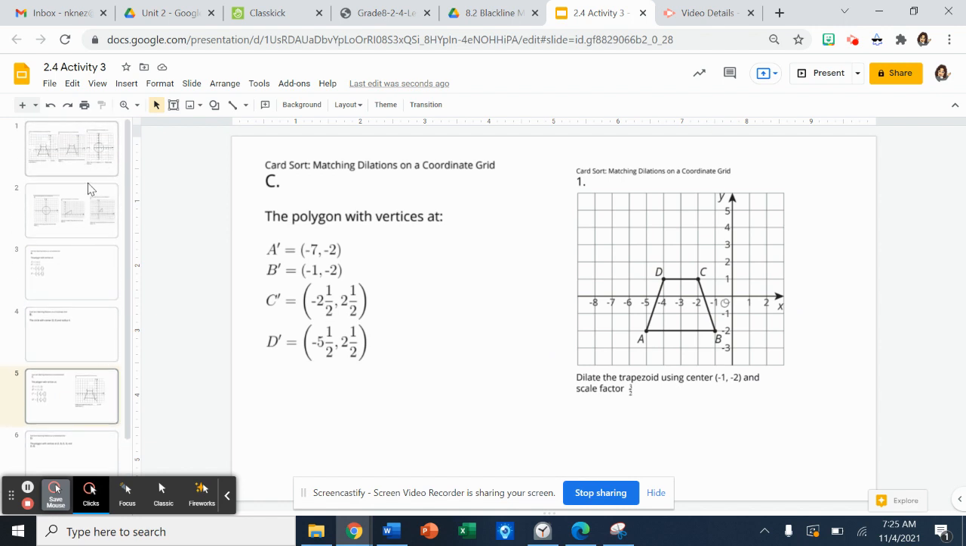There will be 1 graph left over. 1 graph does not have a matching card. This is activity 2.4, number 3. Go ahead and finish, and then go back to Schoology for your next steps.